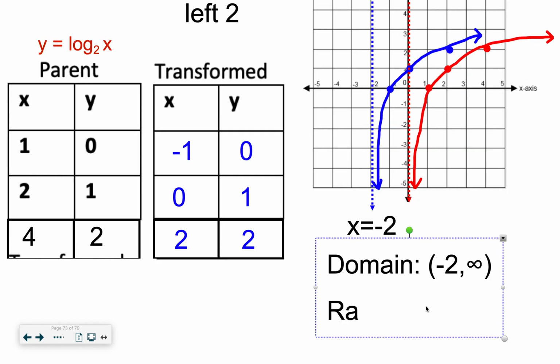And then how about range? What can y be on this? Well, if you look at the graph, and it's maybe a little bit hard to tell, but you can tell by the arrows, it grows forever up and down. So your range is infinite. So all real numbers, or negative infinity to positive infinity.